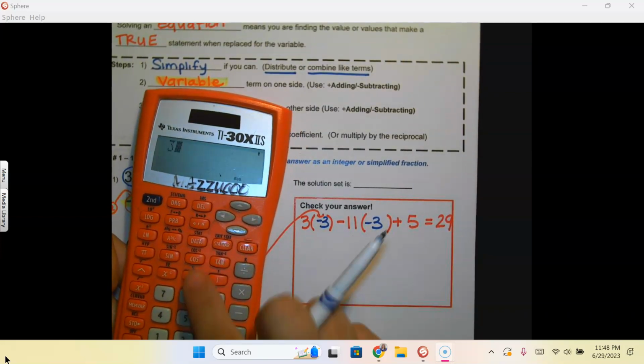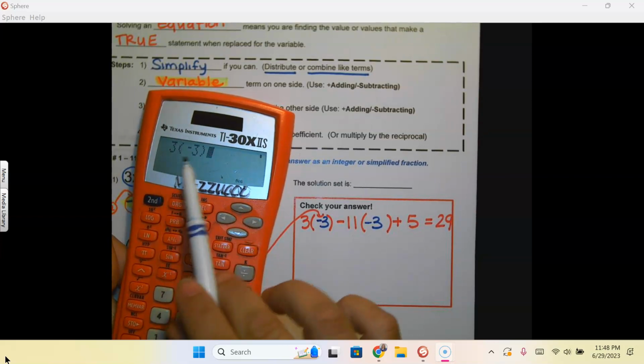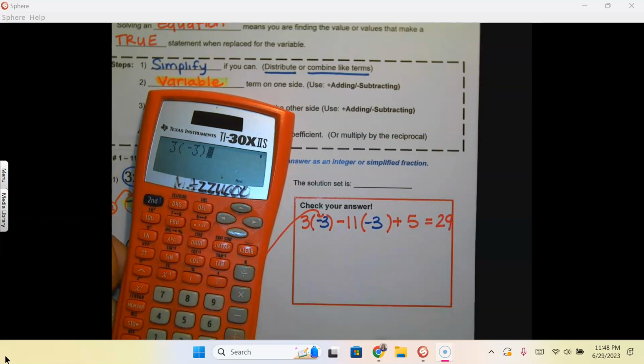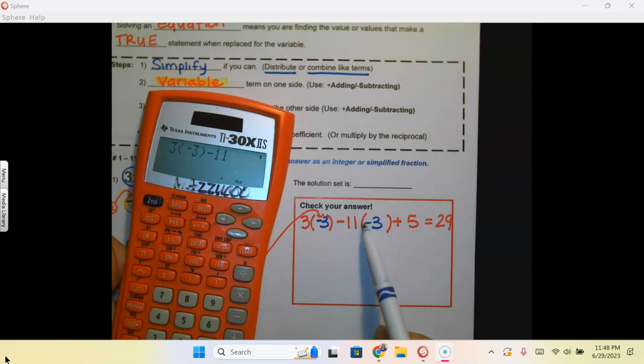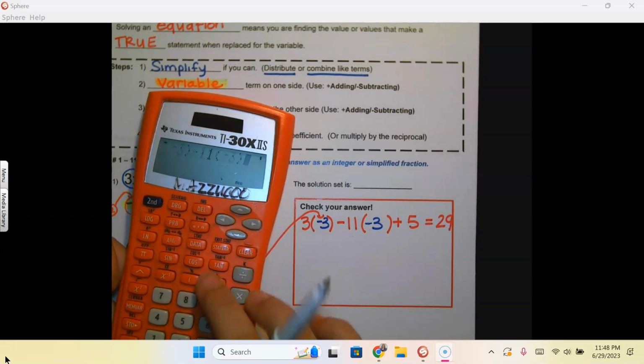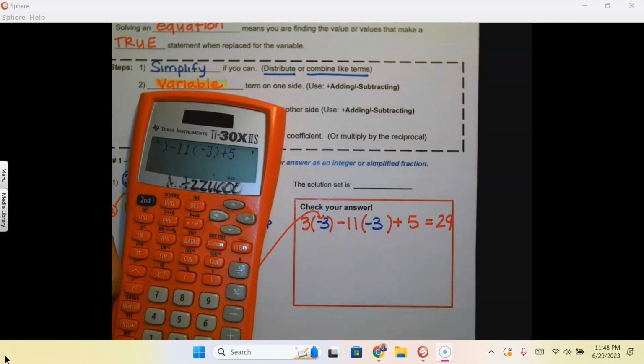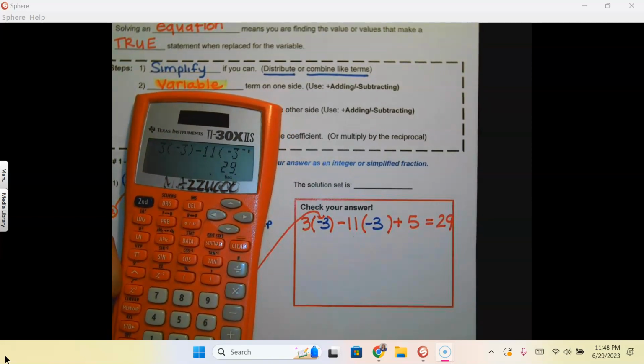So I can just do 3 parentheses -3. So that means 3 times. If you don't want to put the parentheses, you'd have to put times. And then -11. And again, I can click times because that's what this means here. Or I can put parentheses -3 and then +5. And if I'm right, I'm going to get 29, which I do.